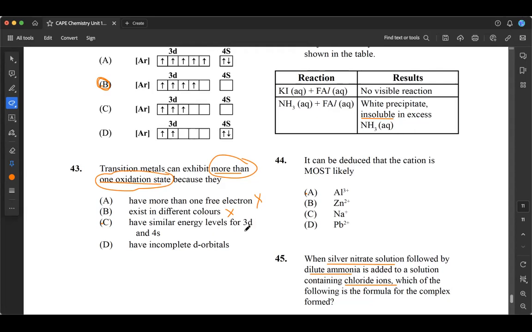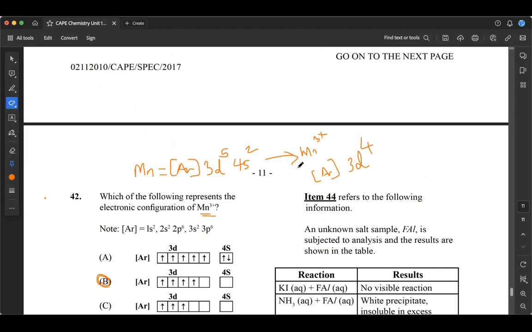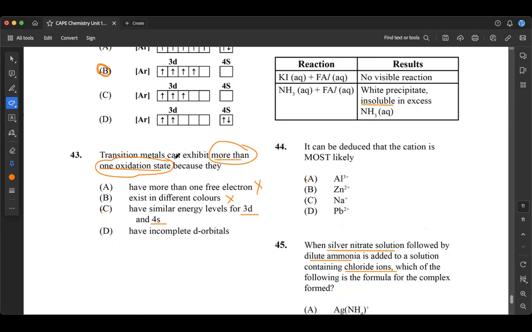And that's because they have similar energy levels for the 3d and the 4s, right? Remember, we look up here and we just said, okay, if we're going to form our Mn3+, we're going to take from the s as well as the d. That's because they're similar in energy, where we can take from here and take from here, and then we take off another and then another. And so that's why we have multiple oxidation states, because the energy levels for the 3d and the 4s are fairly similar. And so that's the reason why.